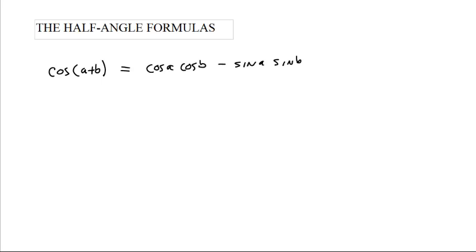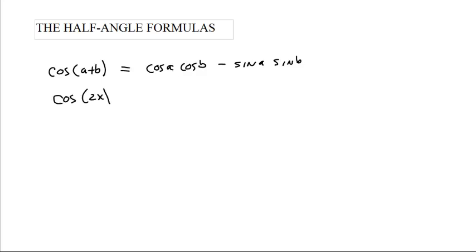The half angle formulas. I believe we did this in Calc 1, and I said that we would use it in Calc 2, but I'm going to review it. We did this for sine, but the cosine of a plus b is cosine a cosine b minus sine a times sine b. And we went through that whole proof. I'm not going to do it again.